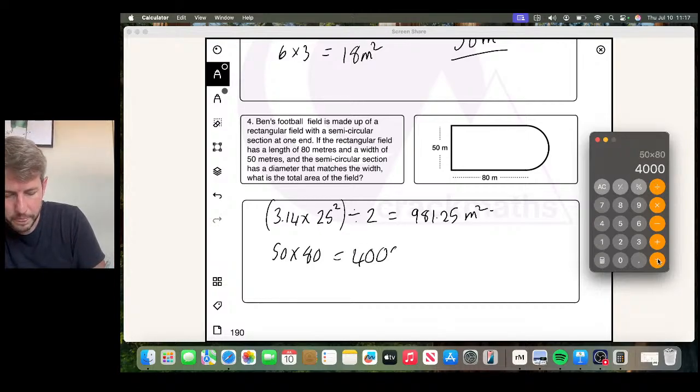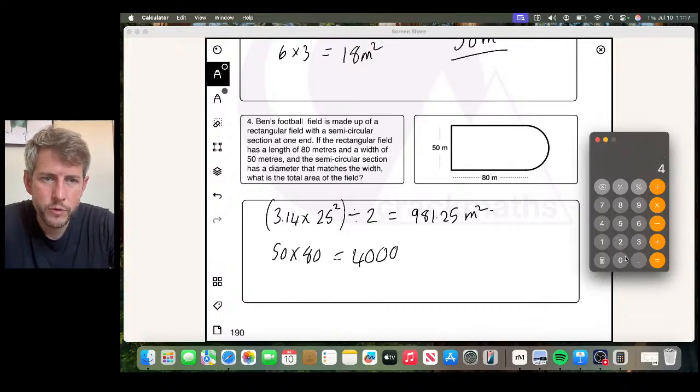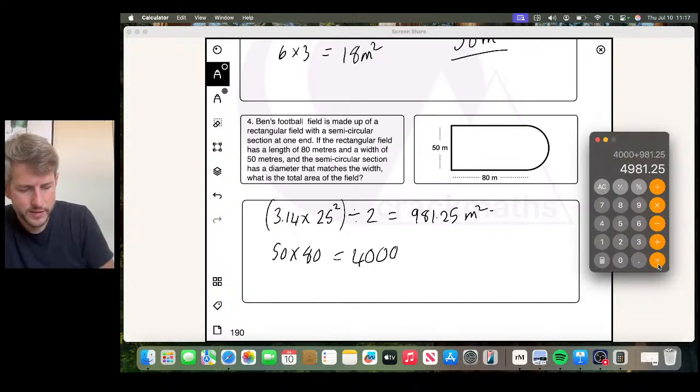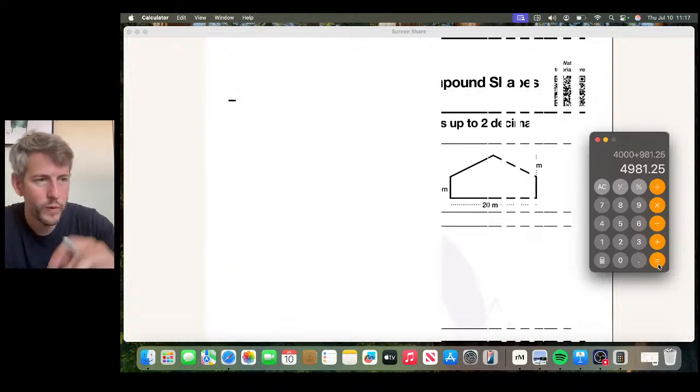4,000. And then the combined area is going to be the 4,000 add the 981.25, and so that's going to be 4,981.25 metres squared. Okay, right, question 5, and then we'll mark, and then just one more round.